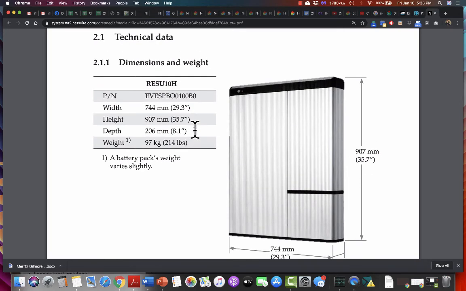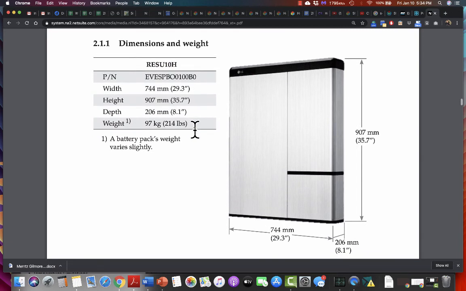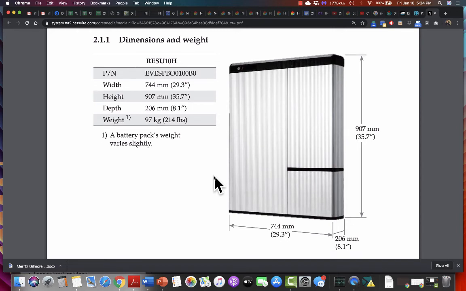So right here I have the installation manual for a popular battery. It's an LG RESU, Residential Energy Storage Unit. We could see the dimensions right there, and it's something that you can mount on your wall. This is also something where you don't ever look at the batteries. You don't touch the batteries. It's a bit different than a lead acid battery.